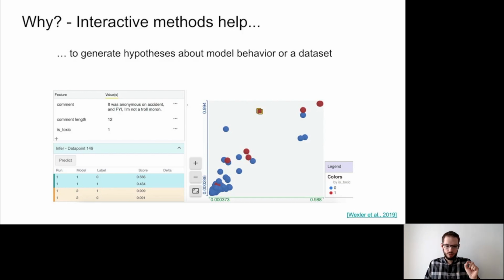By exploring these points through clicking, we can immediately see on the left what the original comment was, what its length was, other metadata, and also the probabilities under each of the 2 models. Now, we may not be able to generalize from a single data point, but we can now quickly look through all of the data points that are outliers under this visualization, and we can form an initial hypothesis that is worth investigating further.